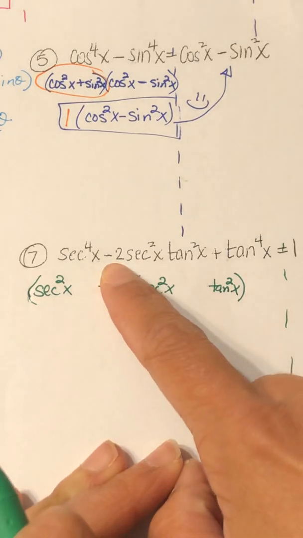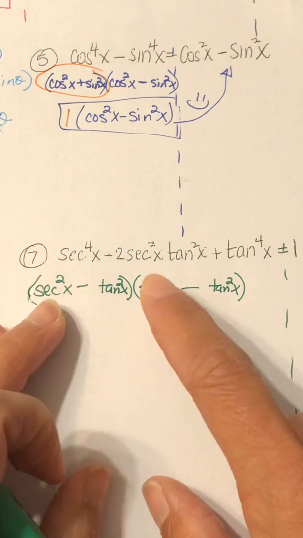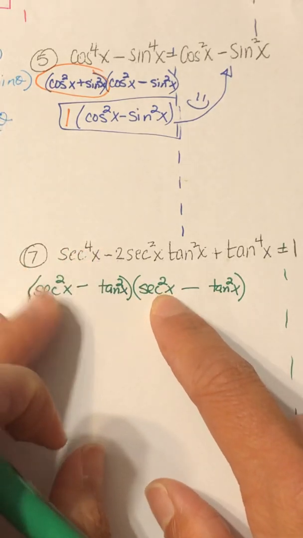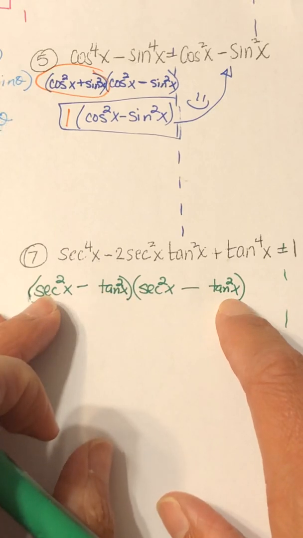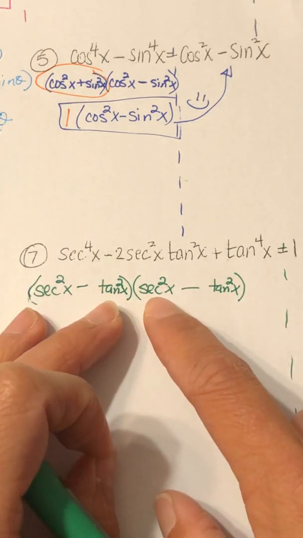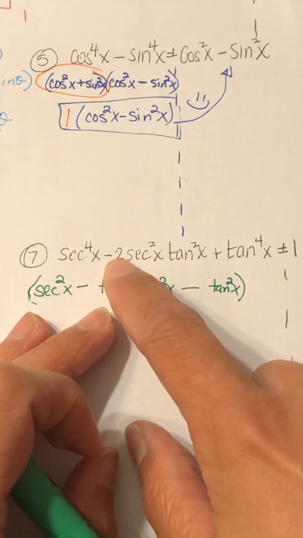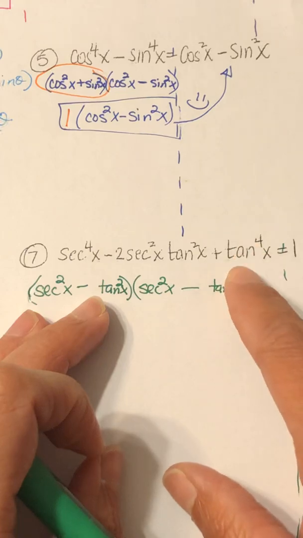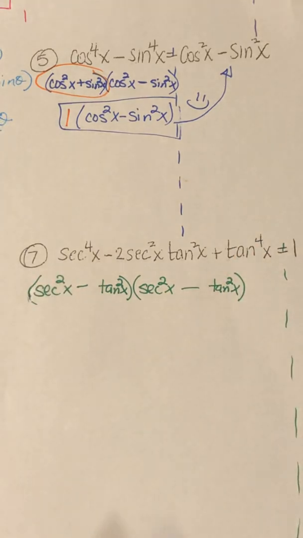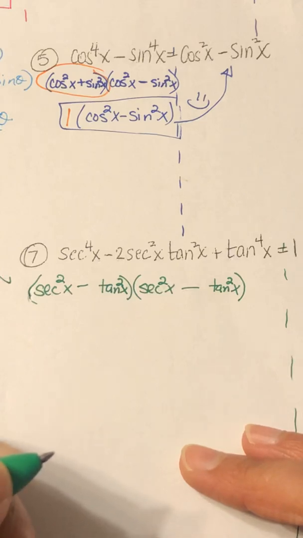But because of this minus, both of these have to be minus. Now let's check it. Secant squared times secant squared is secant fourth. Secant squared times negative tangent squared is negative secant squared tangent squared. Negative tangent squared times secant squared is another negative secant squared tangent squared, so that's 2 of these negative ones. And then negative tangent squared times negative tangent squared is positive tangent to the fourth. So it checks out. Always check your work before you finish it off, okay?